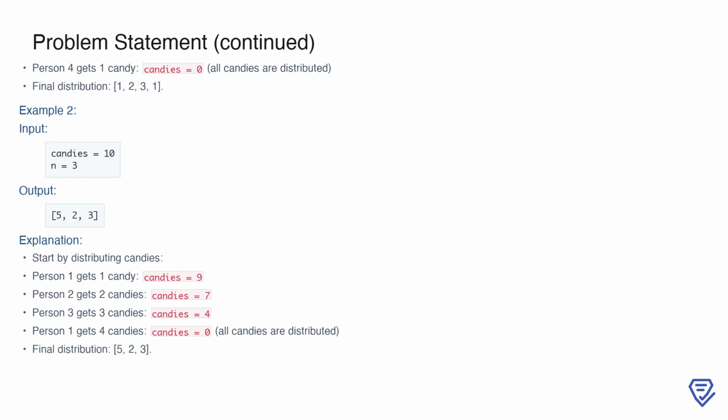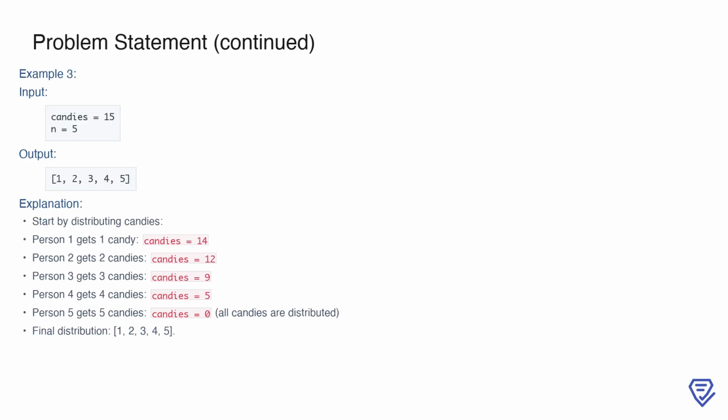Here's another example to solidify the concept. Imagine we have 10 candies and 3 people. The distribution begins with person 1 receiving 1 candy, reducing the total to 9. Then, person 2 gets 2 candies, leaving 7. Next, person 3 gets 3 candies, and the total reduces to 4. At this point, the sequence restarts with person 1, who now receives 4 candies, exhausting the total. The final distribution is 5, 2, 3. In this case, person 1 received candies twice, 1 in the first round and 4 in the second.